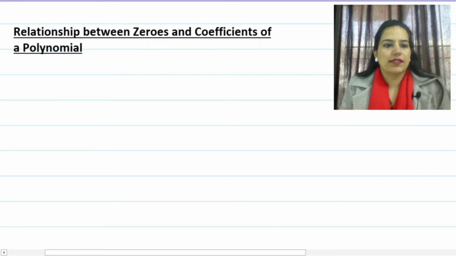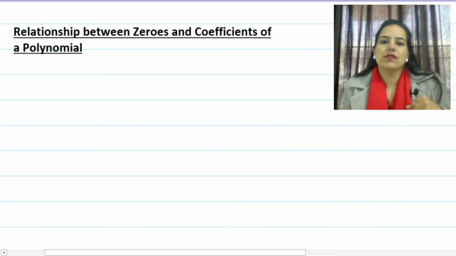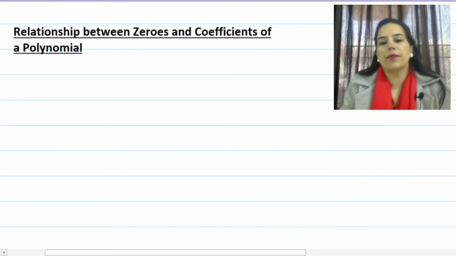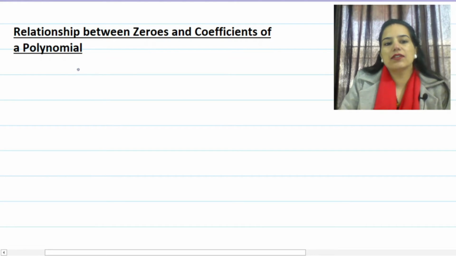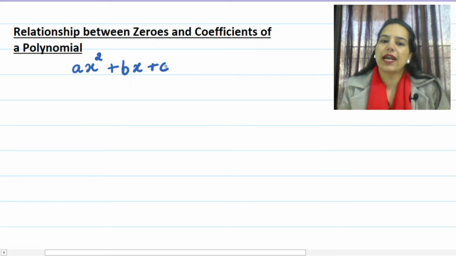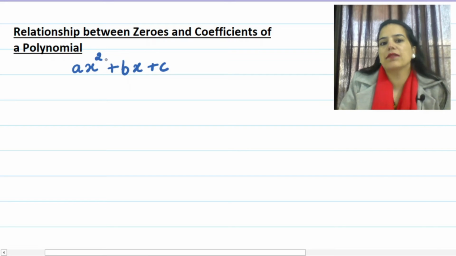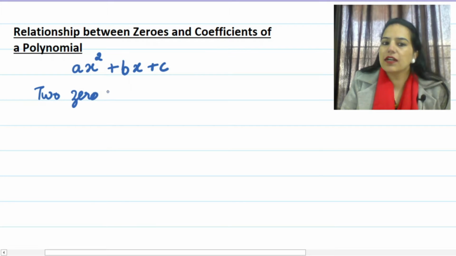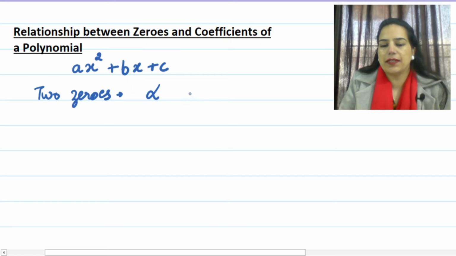Moving on to the next concept, relationship between zeros and the coefficients of a polynomial. So if I take a general polynomial as ax square plus bx plus c, I am taking a quadratic polynomial because the highest power is 2 and the constants a, b, c are the coefficients here. Now that means there are two zeros. Since the degree is 2, there are two zeros and I am naming them alpha and beta.